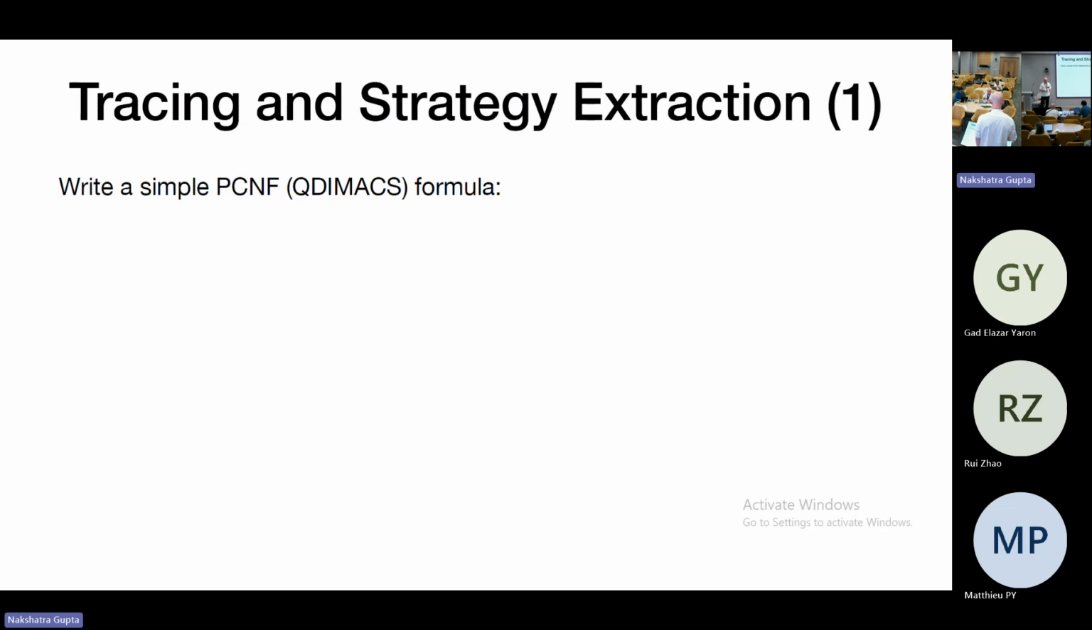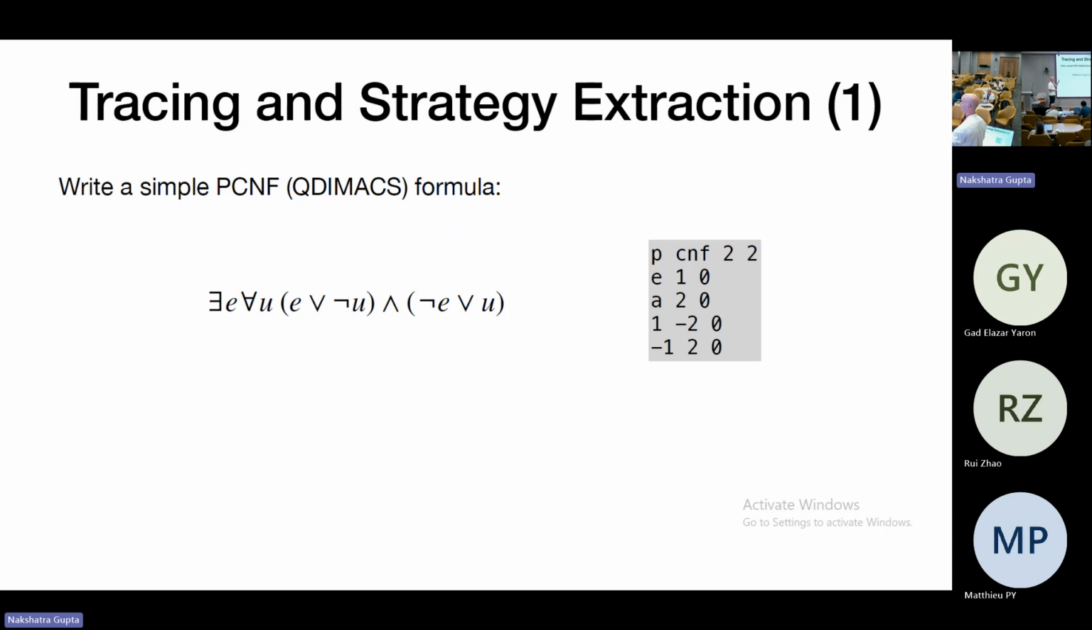Here's one more thing you can experiment with. You can write down a simple PCNF formula in the QDIMACS format. So if we take this PCNF formula, which says there exists E, that for all U, well, E and U are equivalent. That's clearly false. And the universal winning strategy is just to assign U to the negation of E. You can write that as a QDIMACS formula or a QDIMACS file, like so.